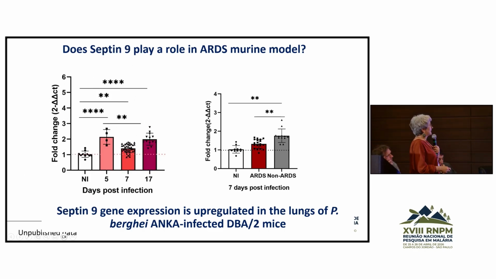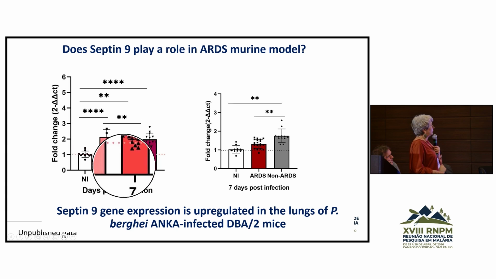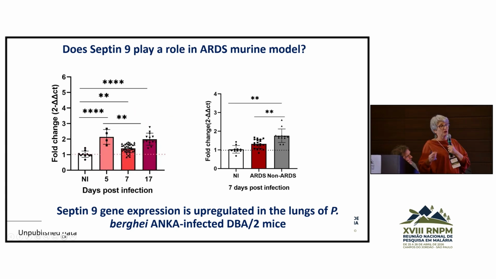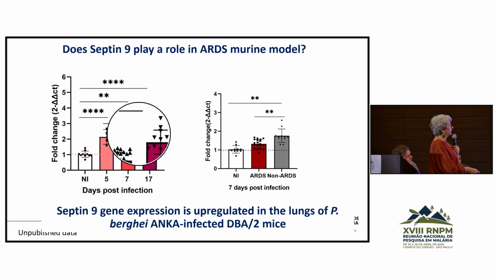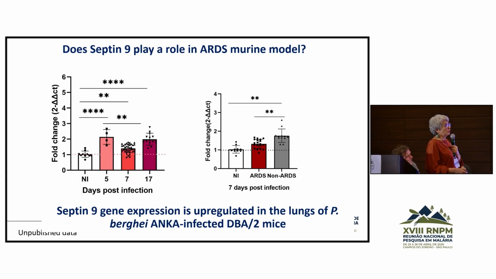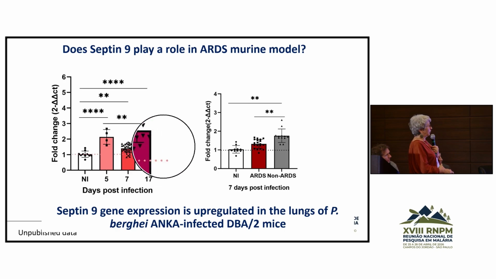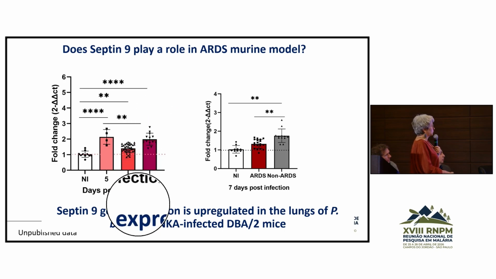And then we did a PCR to look at the gene expression throughout the infection, and we observed that on the 5th day after the infection, we have the highest peak, and then on the 7th day, we have a reduction, and then it increases again at the end of the infection, when the animal had developed hyperparasitemia, where the animal is no longer in an ARDS condition, and the expression of the septin increases again.